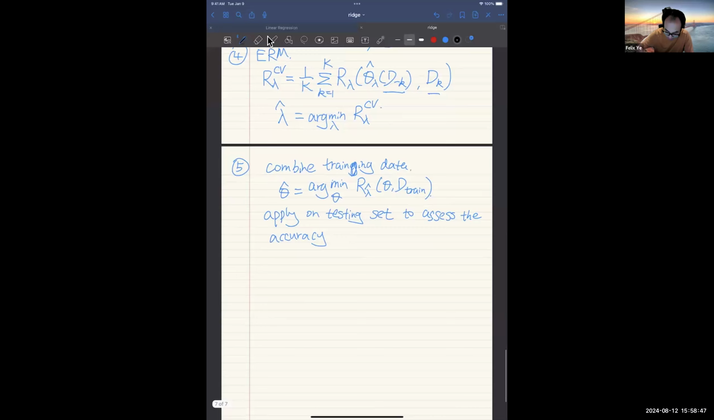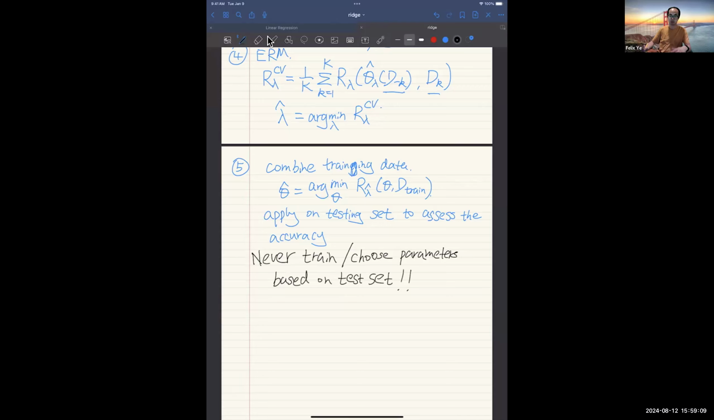So basically, never train or choose parameters based on the test set. Otherwise, you'll be cheating. This is very important.